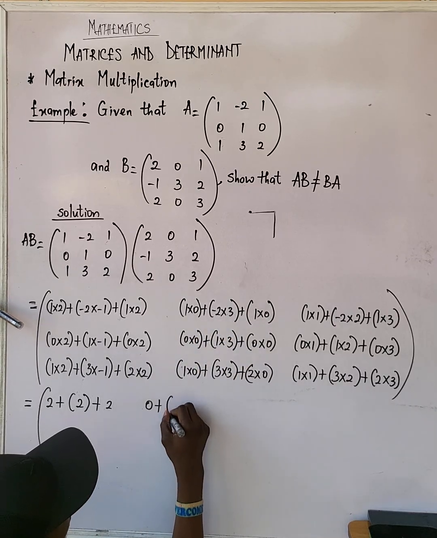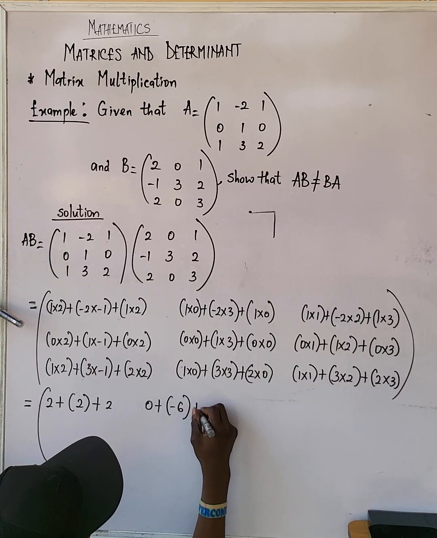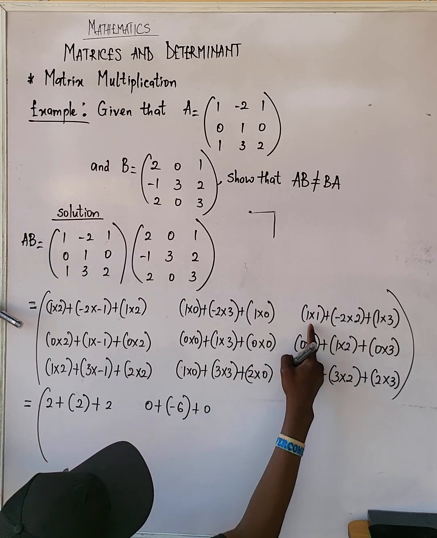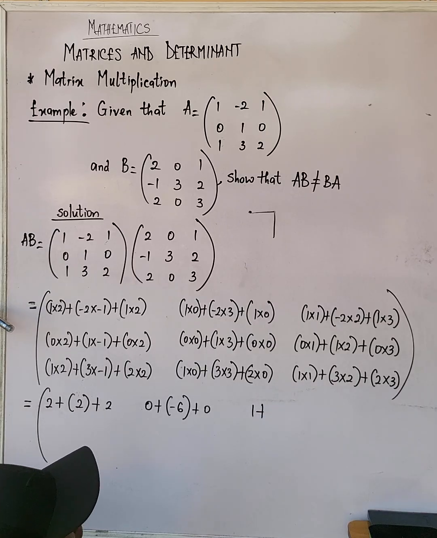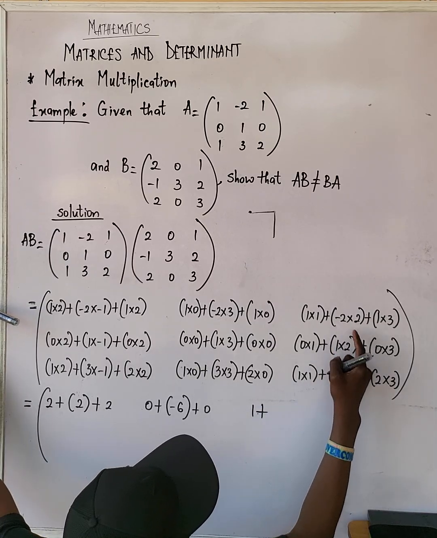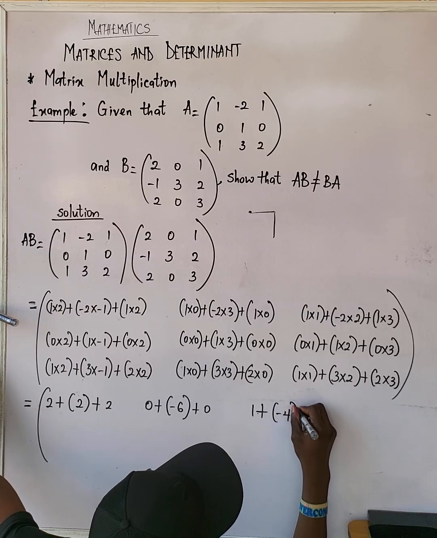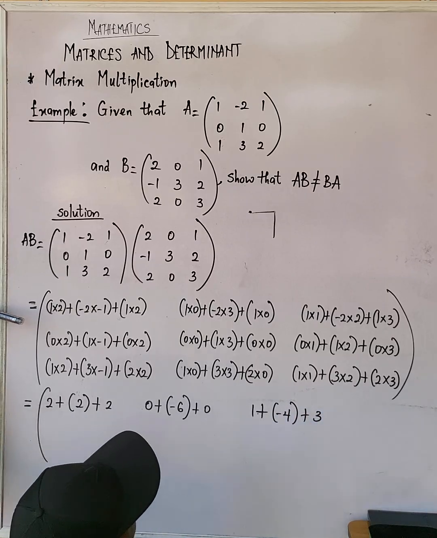Minus 2 multiplied by 3 is what? Minus 6. Put inside bracket. Plus 1 multiplied by 0, 0. 1 multiplied by 1, 1. Plus, we'll put the plus. Right? So we're doing it step by step. Minus 2 multiplied by 2, minus 4. Then plus 1 multiplied by 3 is 3.